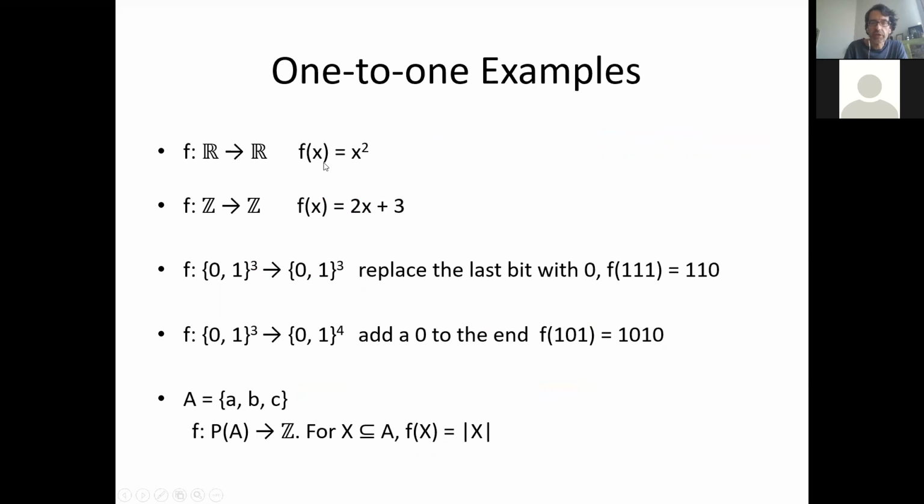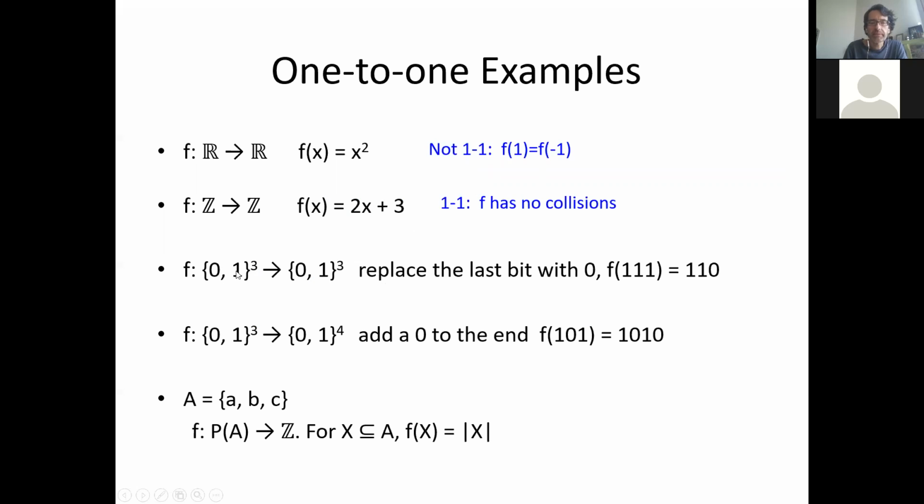Examples of one-to-one functions. So is squaring one-to-one? No, because it has a collision. This is a linear function, and so it has no collisions, right? Because if you plot it on an XY graph, it's a line. And except for a horizontal line, which has only collisions, every other line will define a one-to-one function.